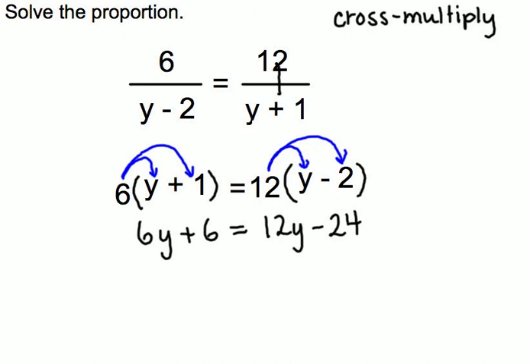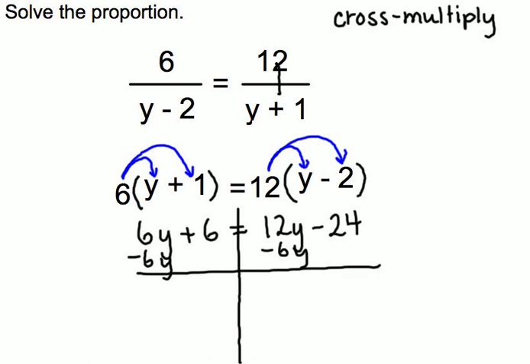Now what I'm left with is a linear equation. I need to get my variables on one side and my constants on the other. So I'm going to subtract 6y from both sides. Doesn't matter which one you do, I just chose 6y because this way 12 minus 6 gives me a positive 6y. And if I subtract the 6y, my second step is going to be to add the 24 to both sides.